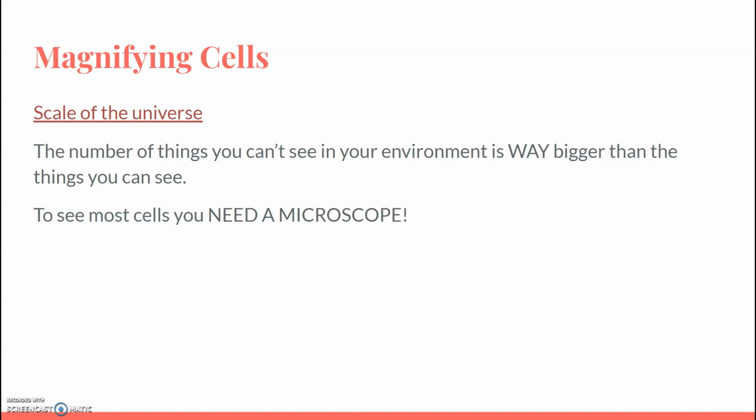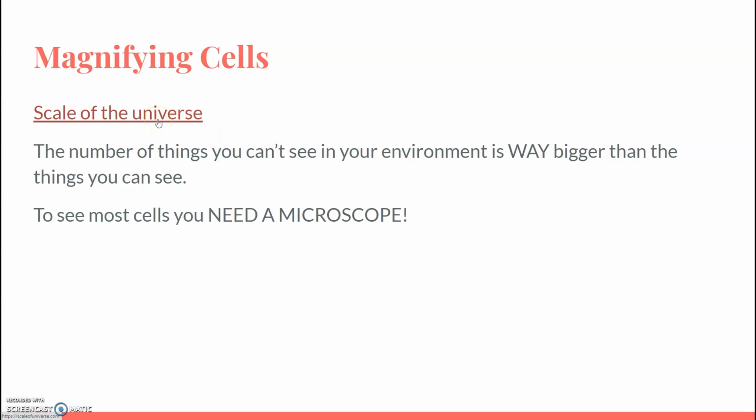Now we know that cells are the smallest units that are considered living. The number of things you can't see around you in your daily life is way, way, way bigger than the things that you can see. For most cells and a lot of things in your environment, you need a microscope to be able to see.